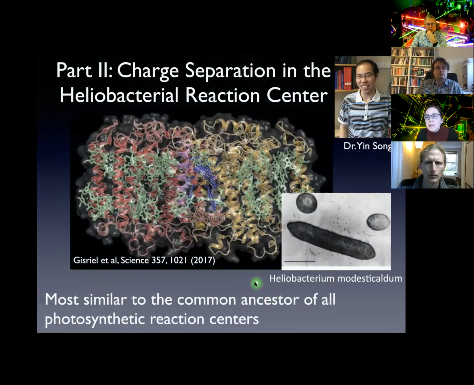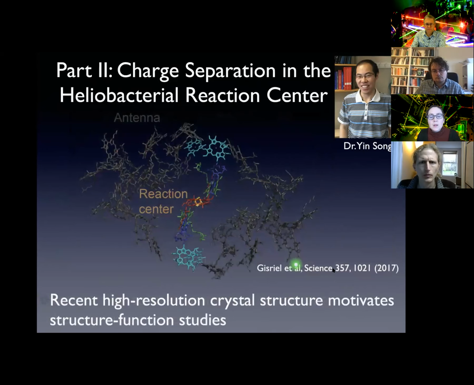Okay, so in the second part of the talk, I'd like to tell you about a different reaction center that we've been looking at. And so this system is the heliobacterial reaction center. And this is a really nice system. It's thought to be the most similar to the common ancestor of all photosynthetic reaction centers. And the one that we're studying is from Heliobacterium modesticaldum. So this system, actually the crystal structure was just recently solved in 2017 by Kevin Redding and co-workers. And that has revived interest in this system.